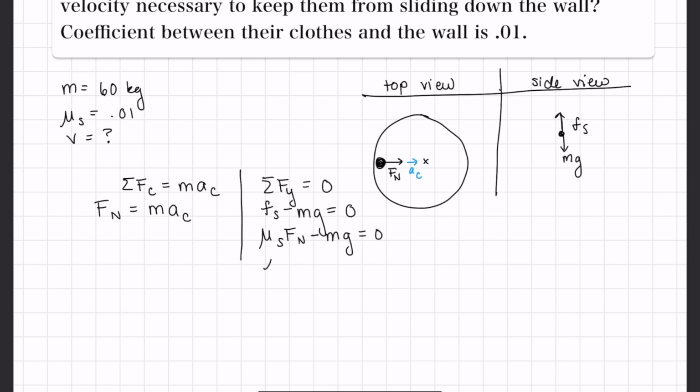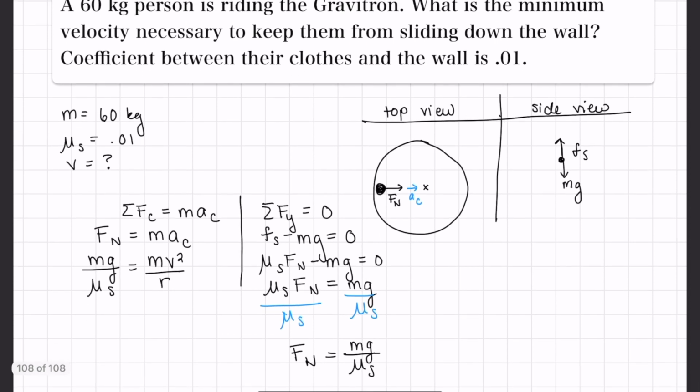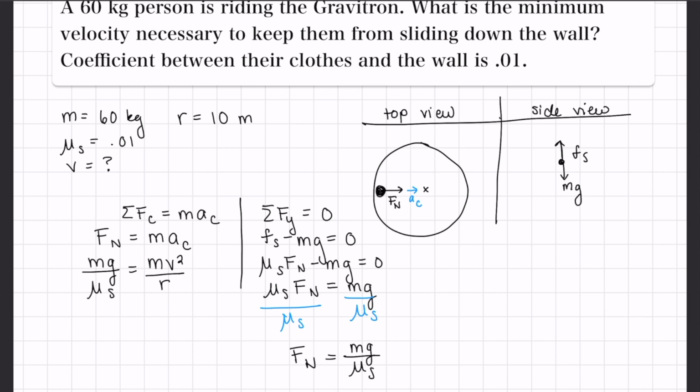So we'll get that mu s times normal force equals mg. We will divide out mu s to get an expression for normal force. So that is mg divided by mu s. We'll move that into our other equation. And then I'll also take this time to substitute in mv squared over r. Ooh, I forgot to give a radius in this problem. That's important. We'll set the radius equal to 10.